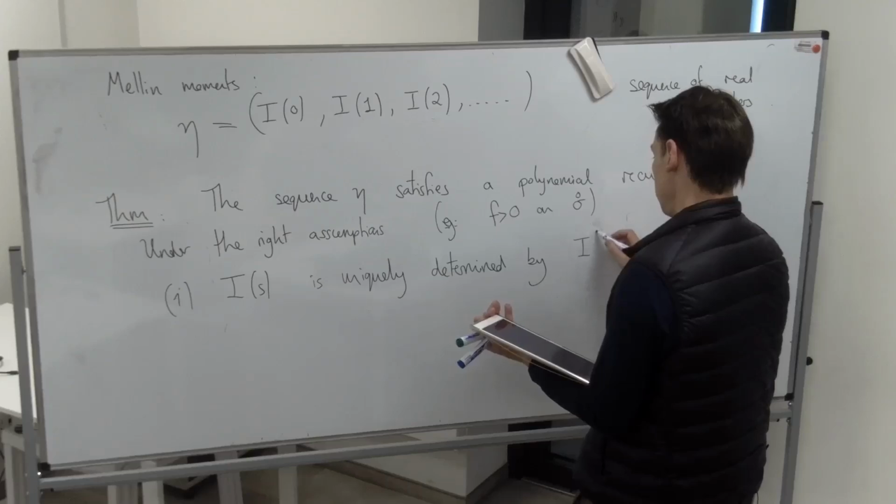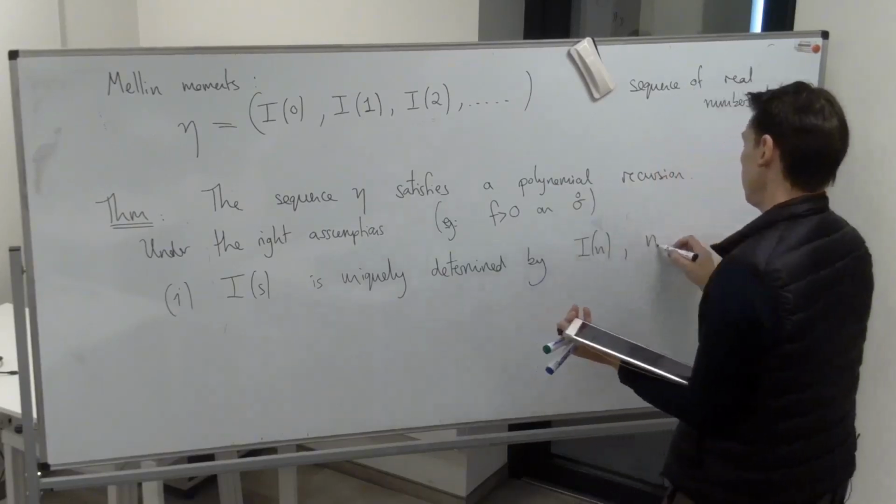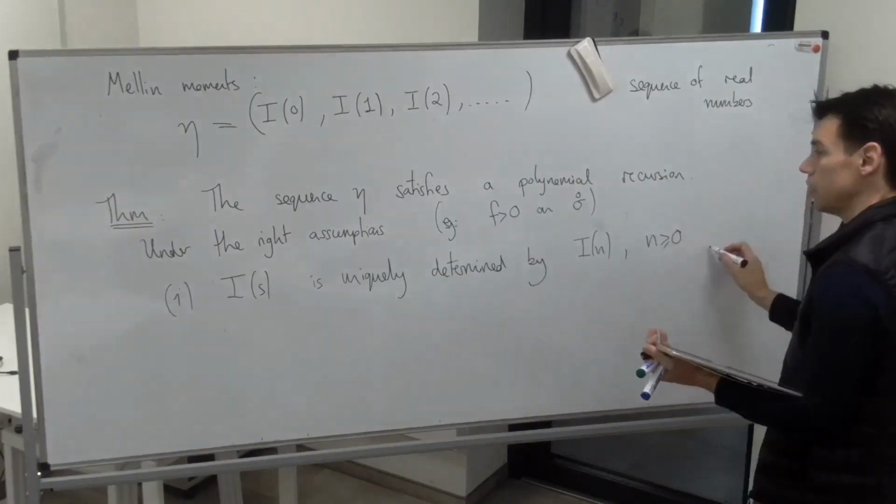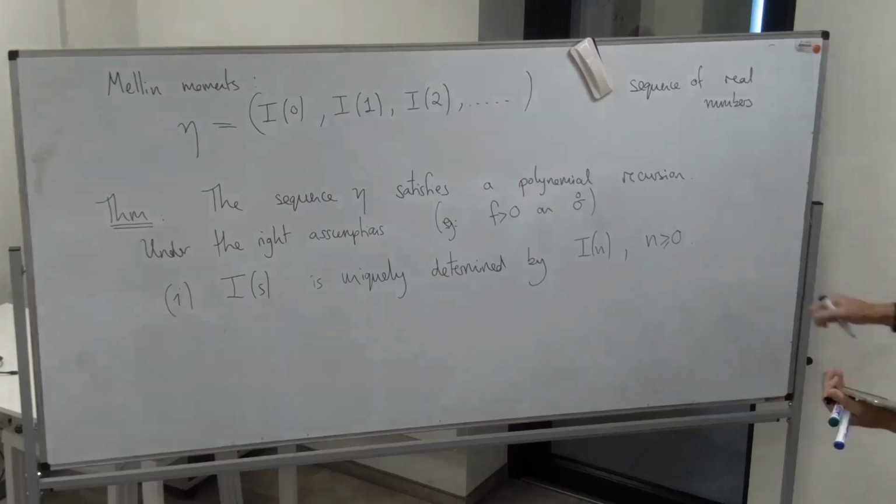By the I_n, for n an integer. So if you know these integer values, you can uniquely interpolate them to get the value of this function for all S.